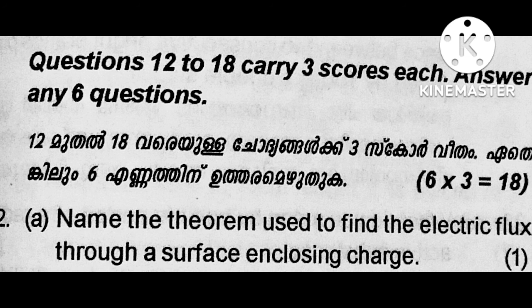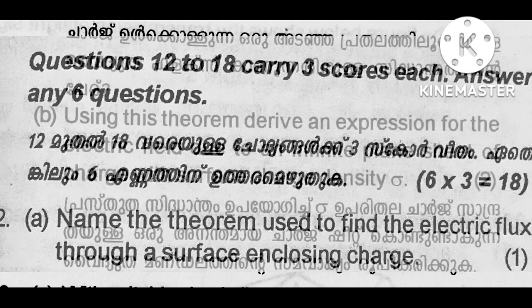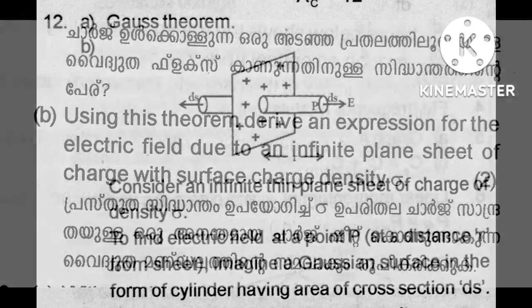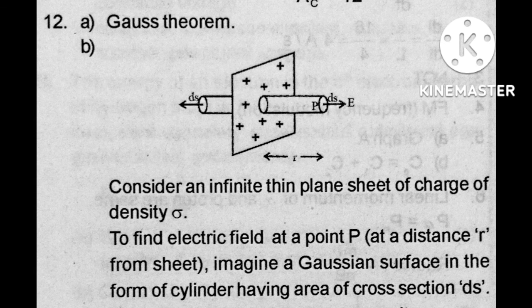Question number 12. The first question is, name the theorem used to find the electric flux through a surface enclosing charge. The second question is, using this theorem, derive an expression for the electric field due to an infinite plane sheet of charge with a surface charge density sigma. Now we can answer the questions. The theorem used to find the electric flux through a surface is Gauss's theorem, and in question B we have to derive the expression for the electric field.